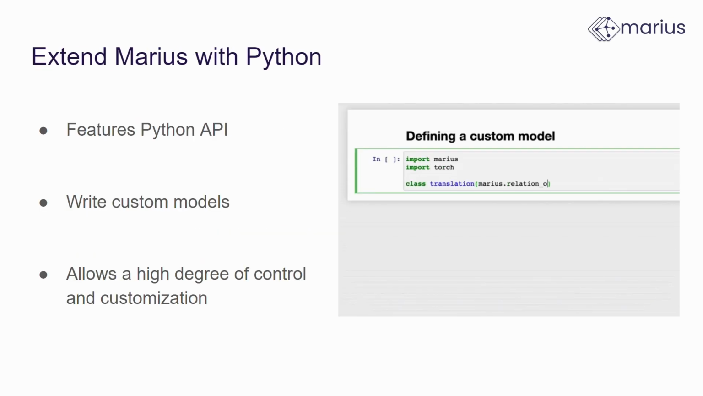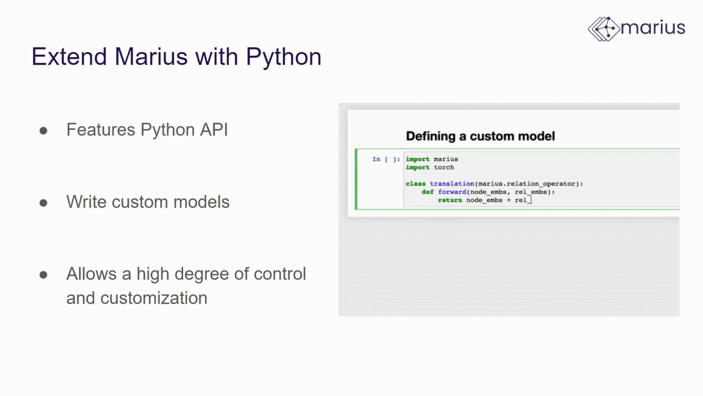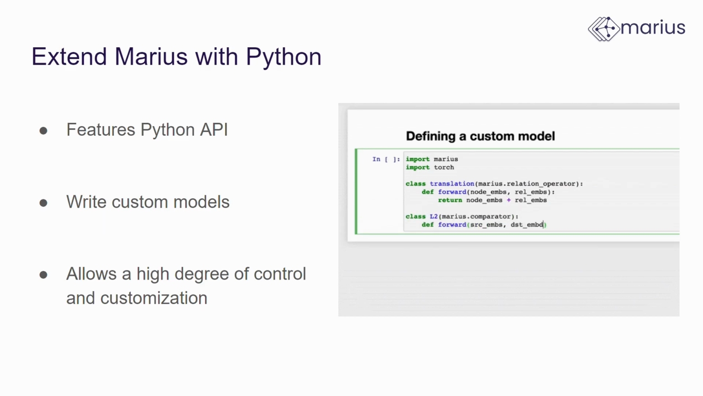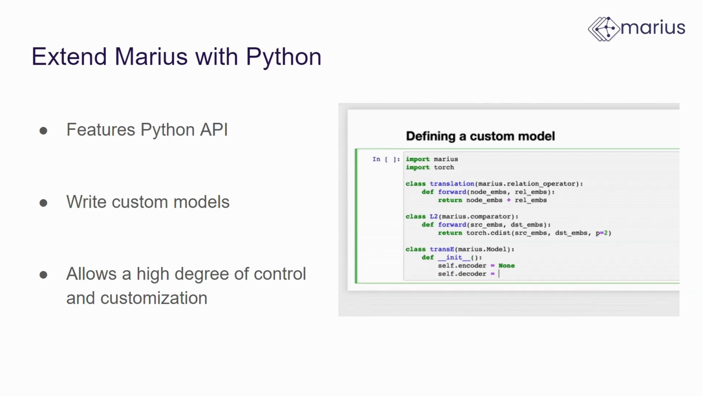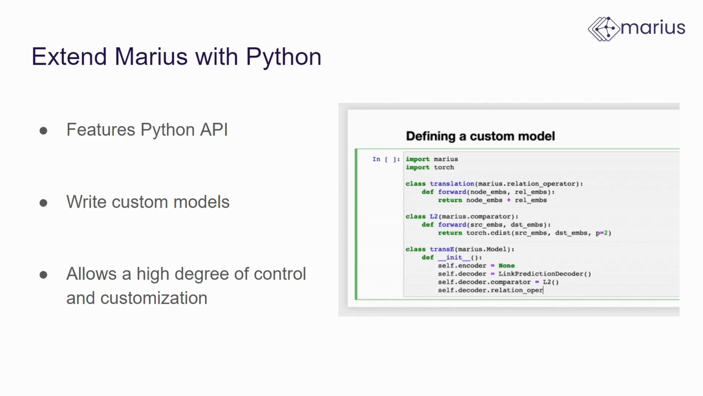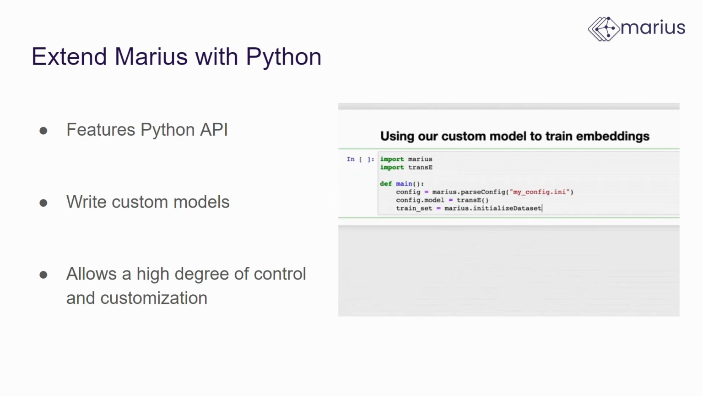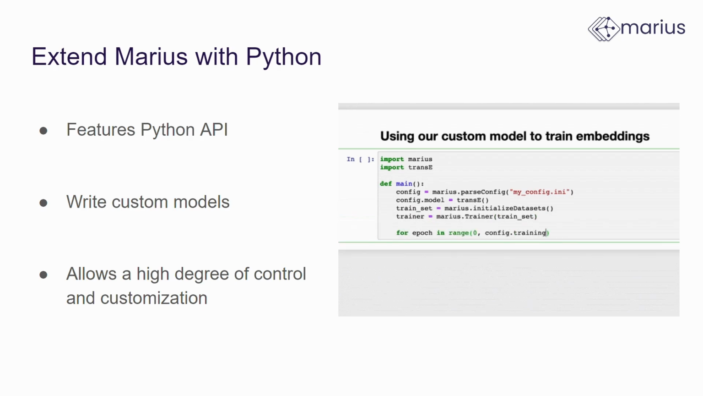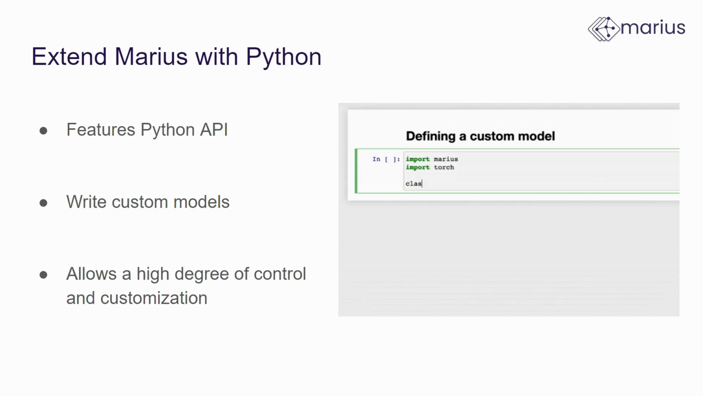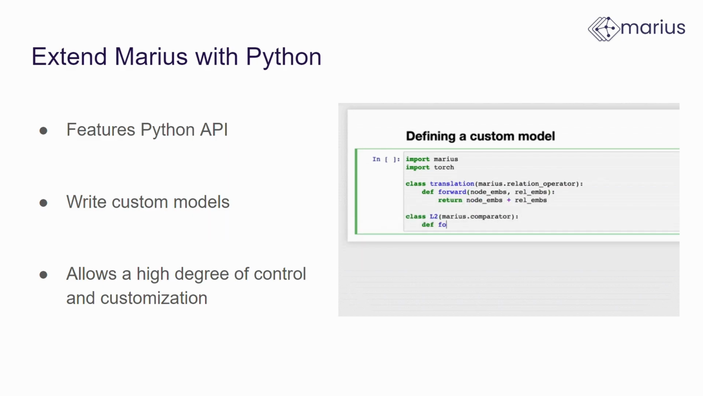Marius also features a Python API. Users can write their own custom models in Python and then use them to train embeddings. In this example, we write our custom model TransE by writing our own relation operator, translation, and our own comparator, L2. We then initialize Marius with our own custom model and run the training process for a desired number of epochs. The ability to define custom operators and run Marius from Python makes the system extensible and gives the users an easy way to experiment with their own findings.